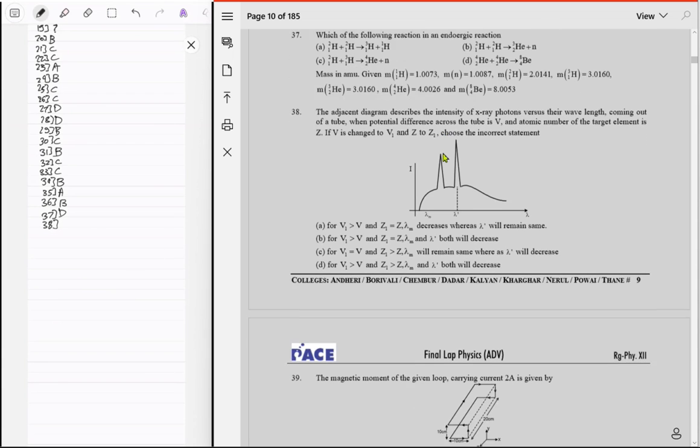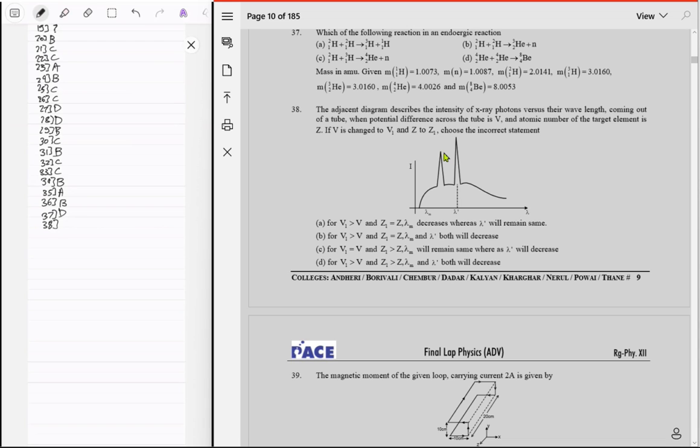The adjacent diagram describes the intensity of X-ray photons versus their wavelength coming out of a tube when potential difference across the tube is V. Atomic number of the target element is Z. If V is changed to V1 and Z to Z1, choose the correct incorrect statements.